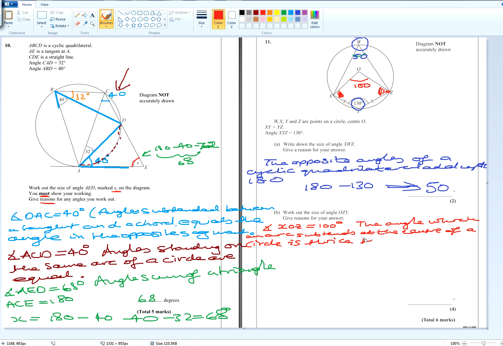which it subtends at the circumference. So that's our first explanation. Then what do we say next? And then 130 divided by 2 is 65. Okay, all right. Let's change color for that one. 65.